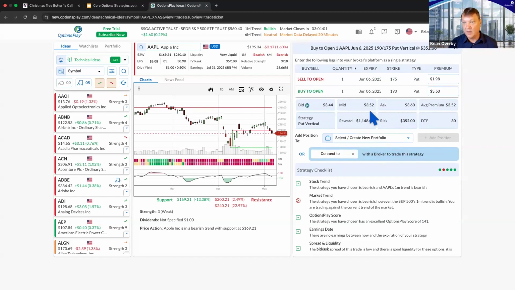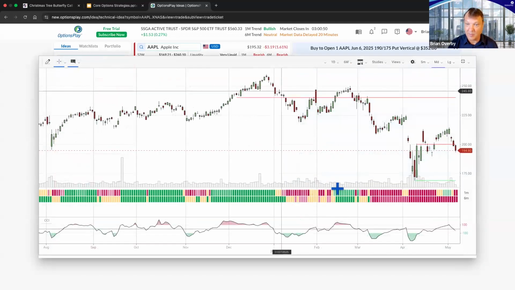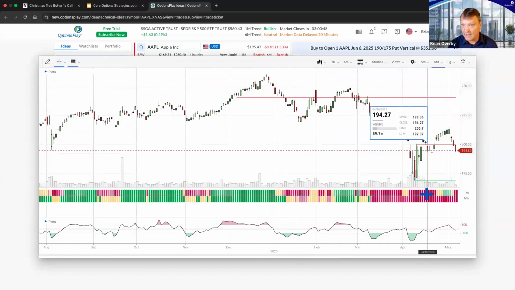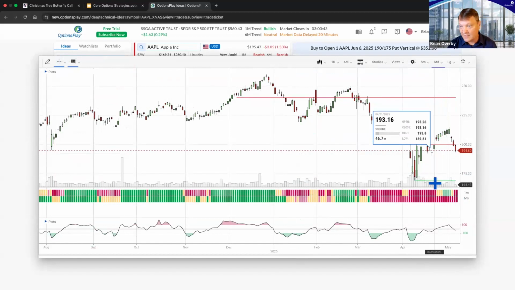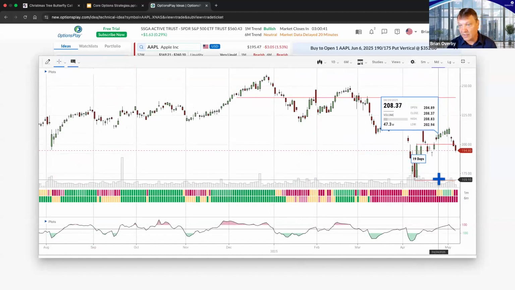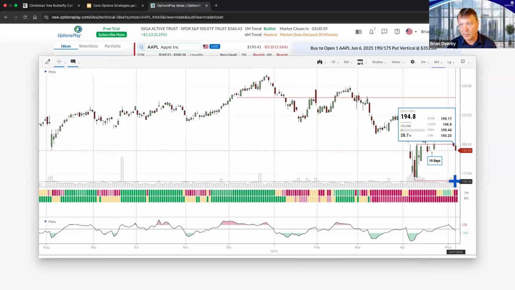I get protection from 190 down to 175. I look at the chart, that's where I'm a little bit nervous on it. From 170 on down, heck, I just want to get out almost, just from looking at the chart, not from saying that I don't want to own Apple for the next 15 years. But looking at the chart, this is an area of risk. If we come all the way down and we break below that, that's going to be a scary scenario as far as that's concerned.